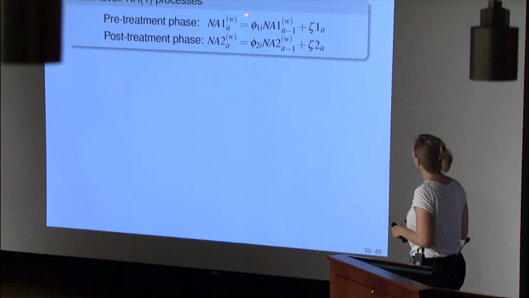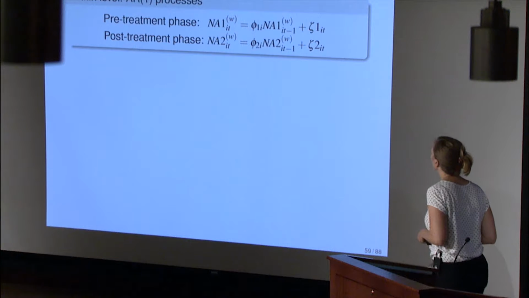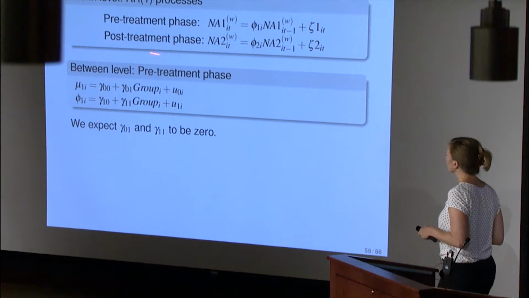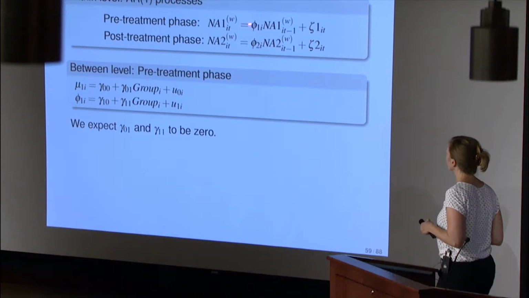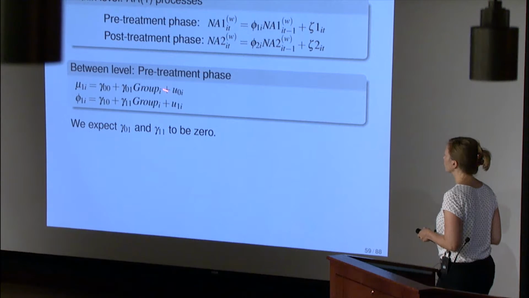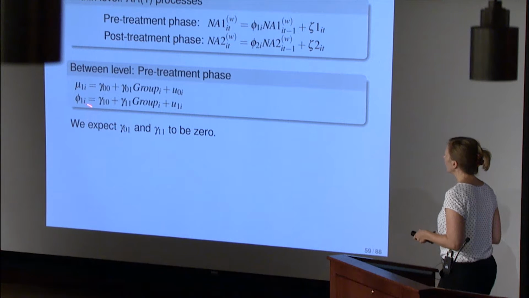Yeah? So we have the model prior and post to treatment. And then at the between-person level, for the prior part, we have mu1 from the decomposition. Again, we can regress it on group to see whether there were prior differences between the groups. And also the autoregressive parameter, whether there were no initial differences in autoregression between the two groups. So we expect those parameters here to be 0, right?